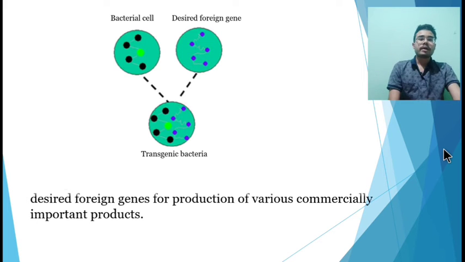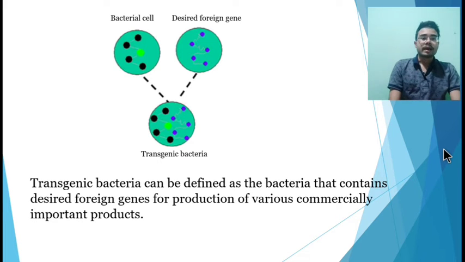So we can define transgenic bacteria as: the bacteria that contains some desired foreign genes of our interest for the production of commercially important products. It may be medicines, it may be some dairy products or some other commercially important products. Now let us understand this with an example.